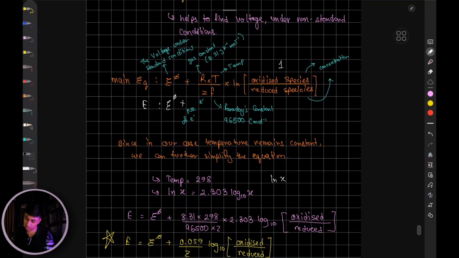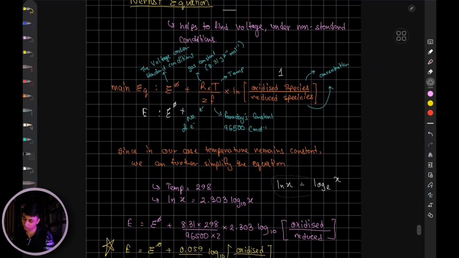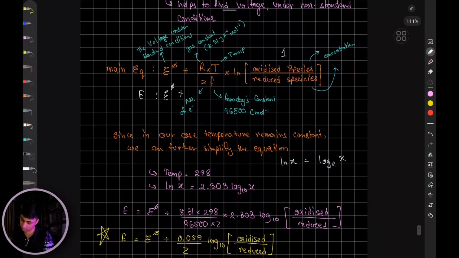So ln of x, if I try to break this down, ln of x is actually log base e of x. You don't need to know this, but you can directly use this formula, but I'm just showing it. So now what can you do? You can do something simple. That is, you can bring log base 10 to this and to this. So log base 10 of x, log base 10 of e, right?